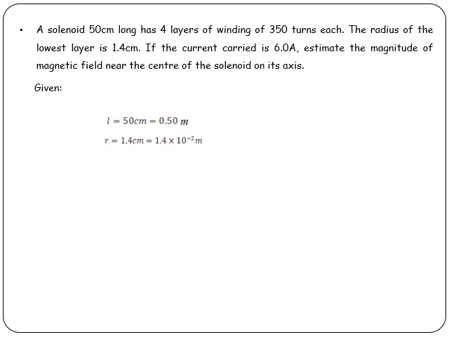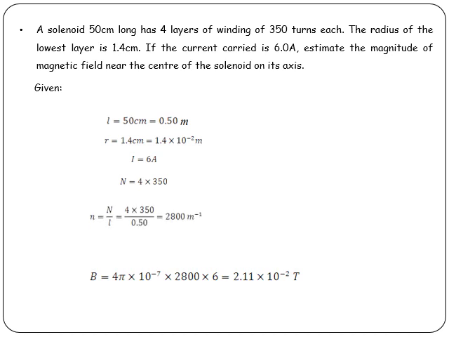Radius is 1.4 centimeter, converted to meter again, 1.4 into 10 power minus 2 meter. Current I is 6 ampere. Number of turns is 4 into 350 because there are 4 layers and each layer has 350 turns. Small n is equal to capital N divided by L, that is equal to 4 into 350 divided by 0.50. That gives you 2800 per meter.